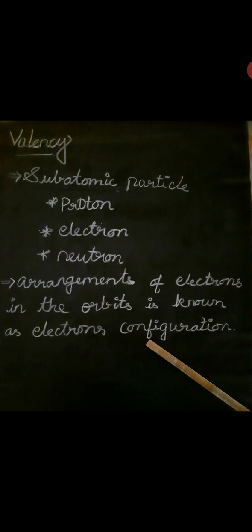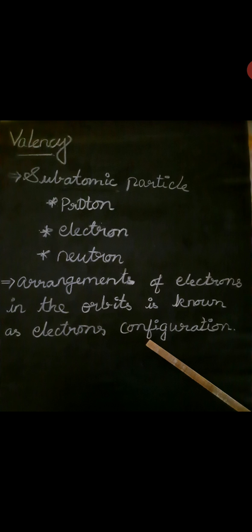The circular paths in which electrons revolve around the nucleus are called orbits, otherwise known as shells. An atom has a number of orbits, and each orbit has electrons. The electrons revolving in the outermost orbit are called valence electrons.